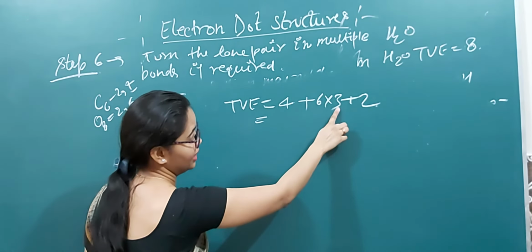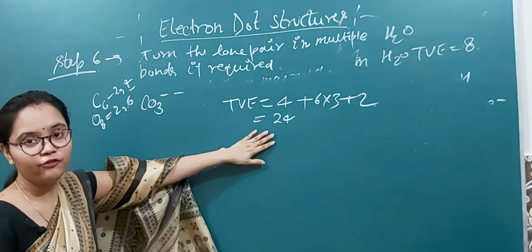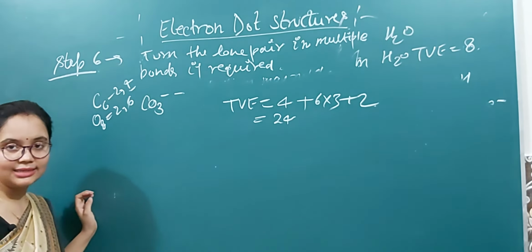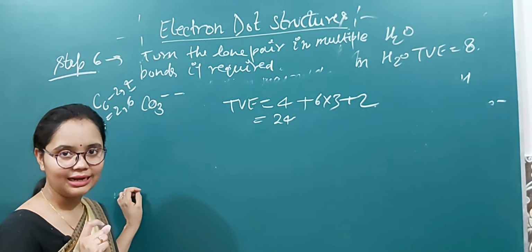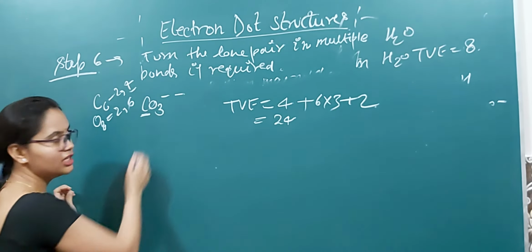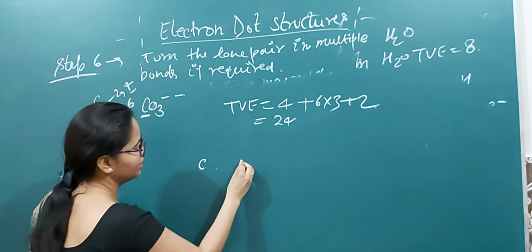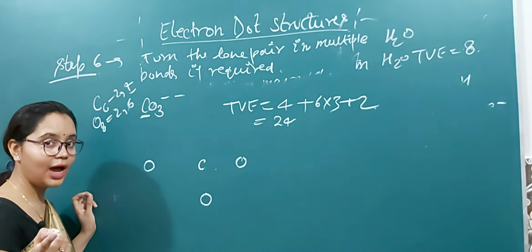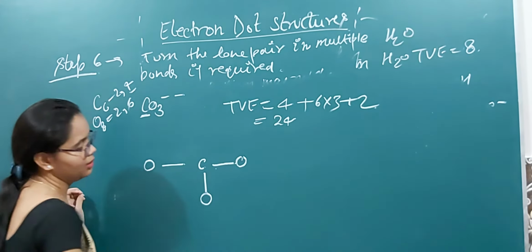Now 6 threes are 18, and 4 and 2, 24. Now we have 24 electrons. These are the total valence electrons. Now what was the next step? The next step was to search for the central atom and write the skeletal structure. So in CO3 2-, as only one carbon is present, definitely carbon will be the central atom. So write the skeleton: carbon, oxygen, oxygen and oxygen. Now we have to put the single bonds. So these are the single bonds.